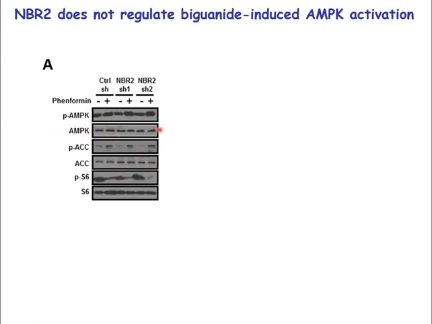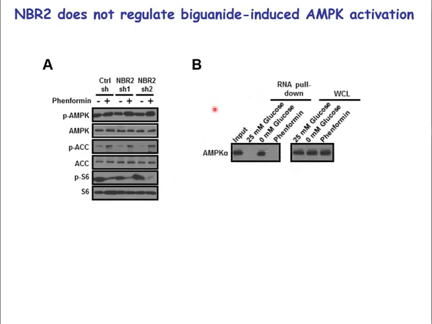If you look at this data, it is very different from the glucose starvation data I showed a moment ago. If we knock down MBR2, it does not have any effect on phenformin-induced AMPK activation, ACC activation, or S6 phosphorylation downregulation. So you see there's no difference, suggesting something else is going on here, right?